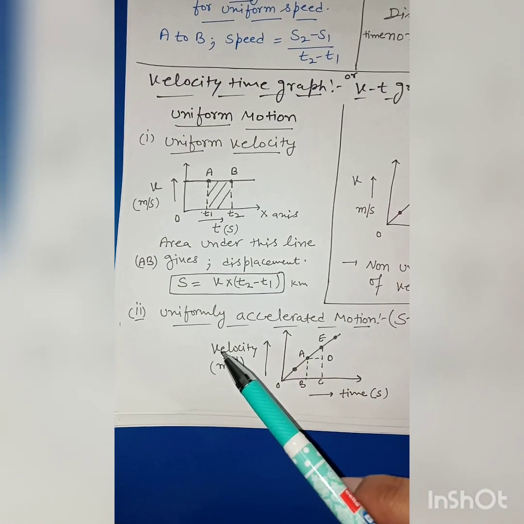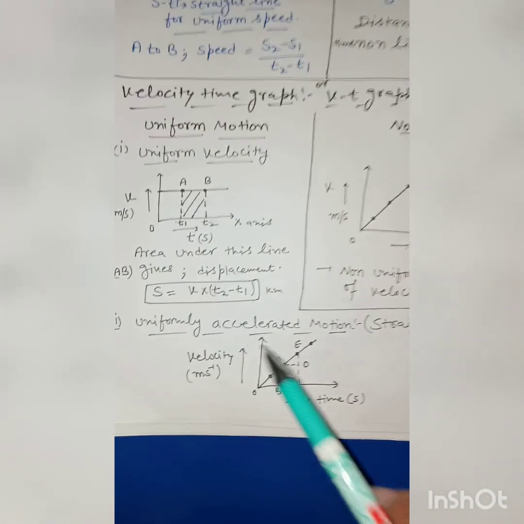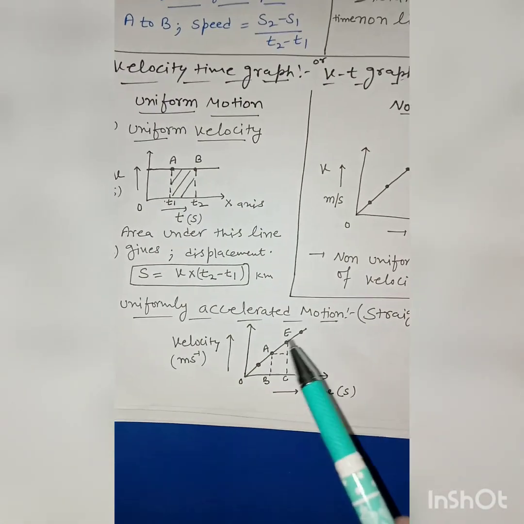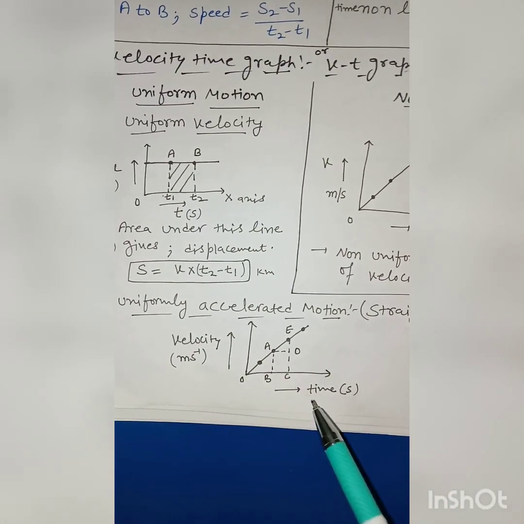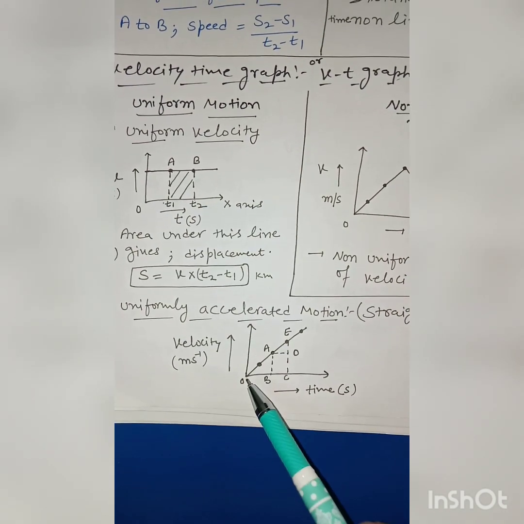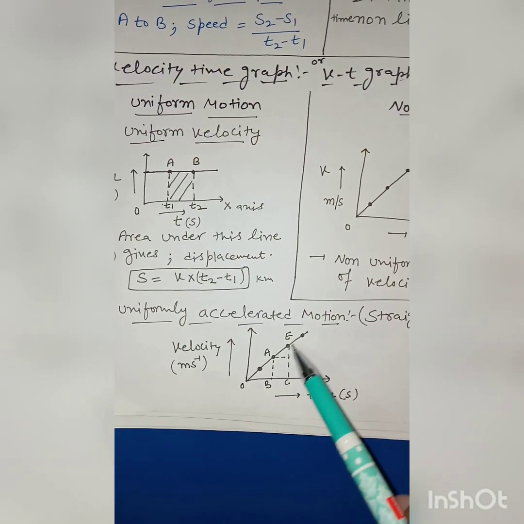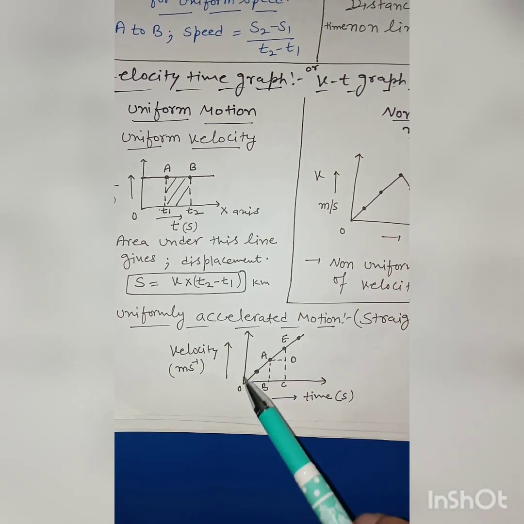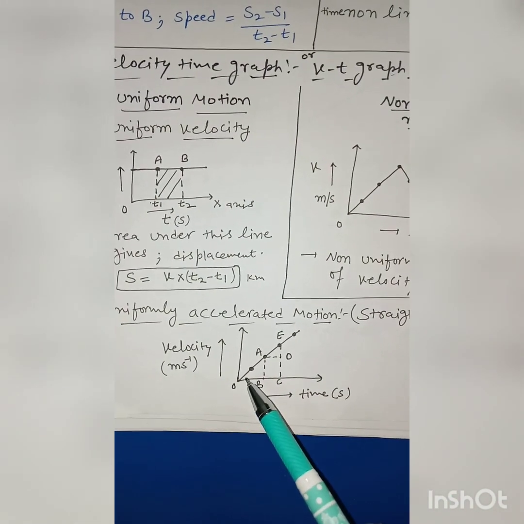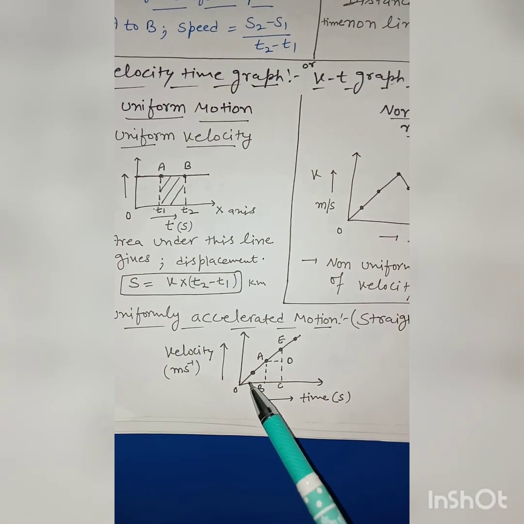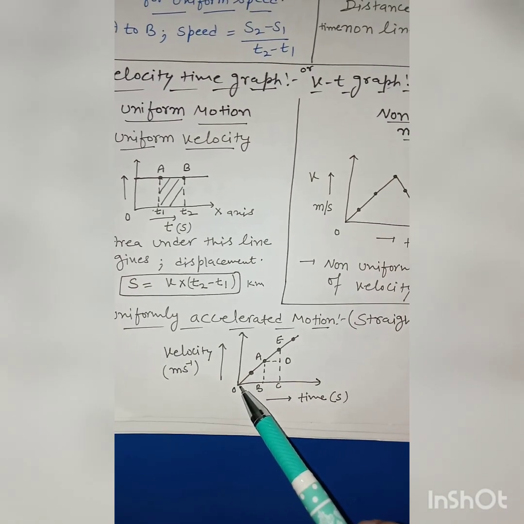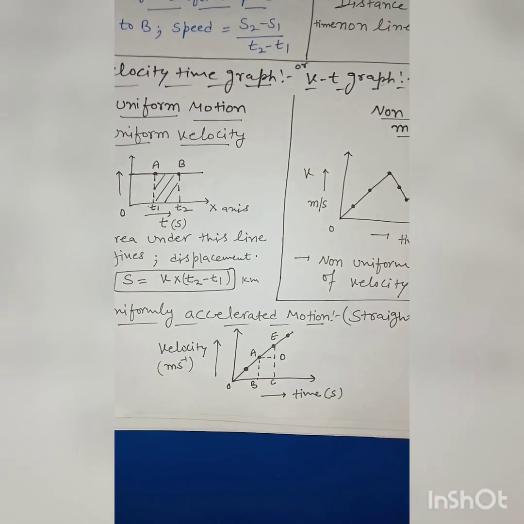If we are plotting the graph for uniformly accelerated motion, the velocity-time graph is again a straight line. Uniformly accelerated motion means equal change in velocity in equal intervals of time, so the graph will be a straight line.